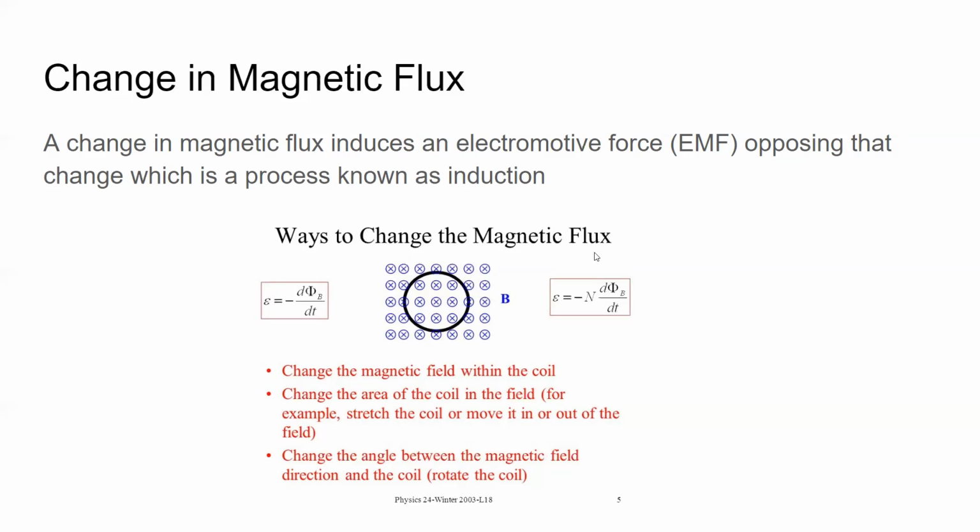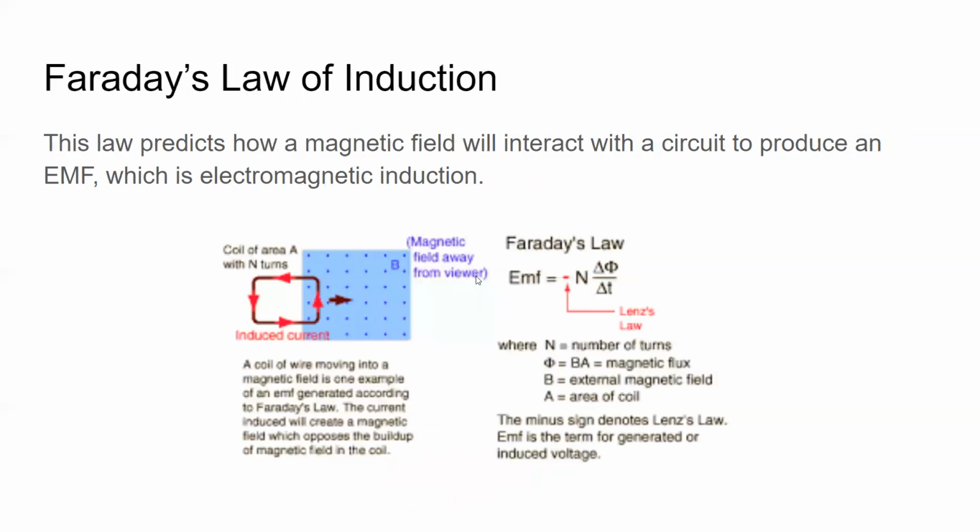So this equation is known as Faraday's law, which we will get into in depth in the next slide, which basically shows how to calculate the EMF. So yeah, as we can see, Faraday's law of induction predicts how a magnetic field will interact with the circuit to produce an EMF.